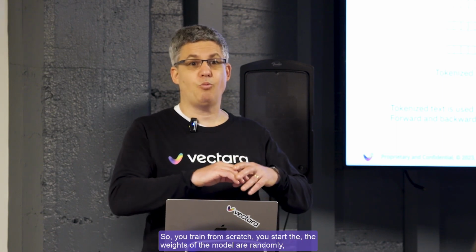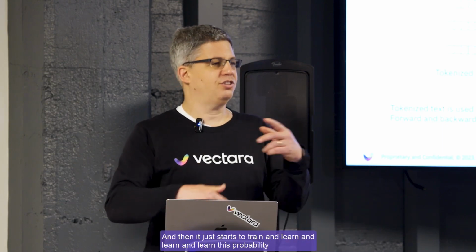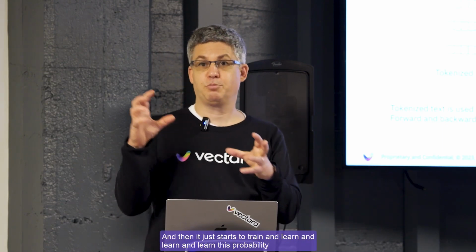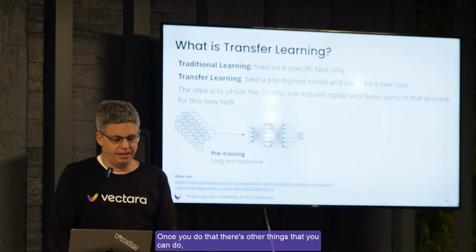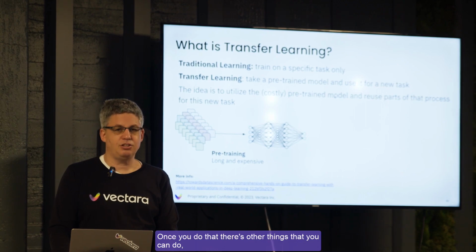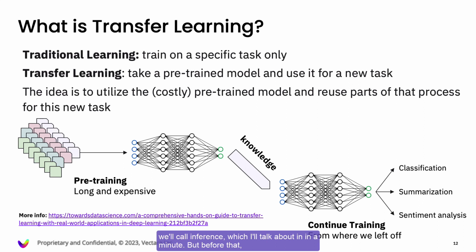So you train from scratch. You start, the weights of the model are randomly initialized. And then it just starts to train and learn this probability distribution we talked about earlier until it knows how to do that. Once you do that, there are other things that you can do called inference, which I'll talk about in a minute. But before that, I wanted to convey a couple more concepts that you might hear in this industry that are important. One of them is called fine-tuning.